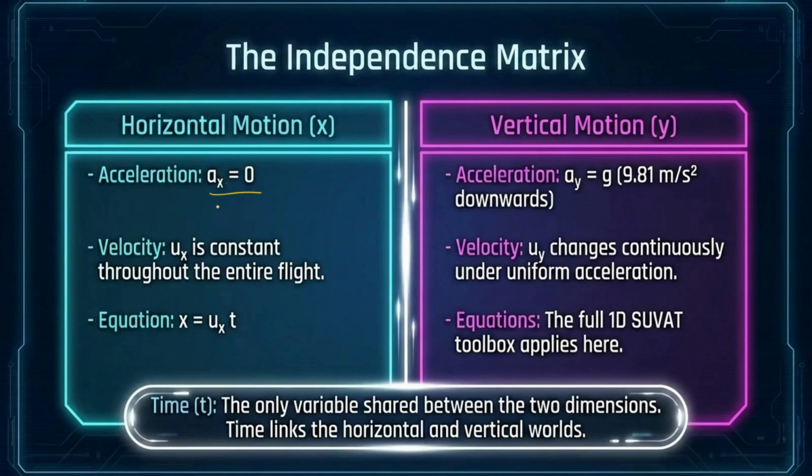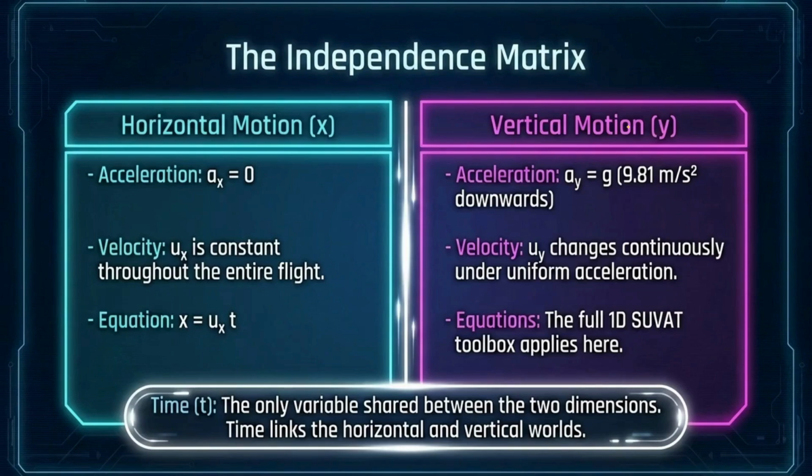Okay, so we know ax is 0 because there is no force in the horizontal direction. Now, no acceleration means velocity is constant throughout the motion. Ux is constant, meaning the initial velocity through the entire flight is constant. So the equation is like this: x is equal to ux into t. t is the time over here, x is the displacement or distance, and ux is the initial velocity in the x direction, or you can say the horizontal direction.